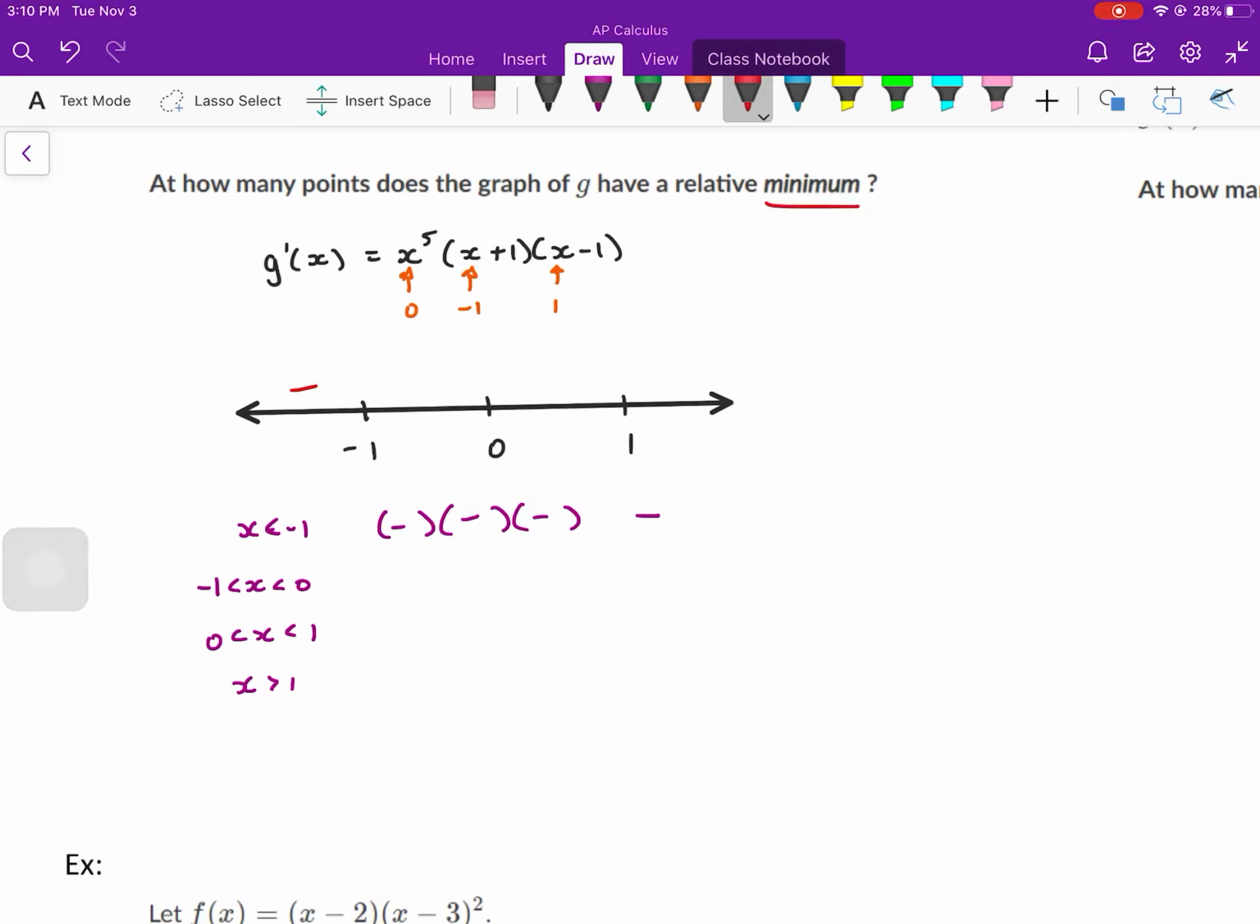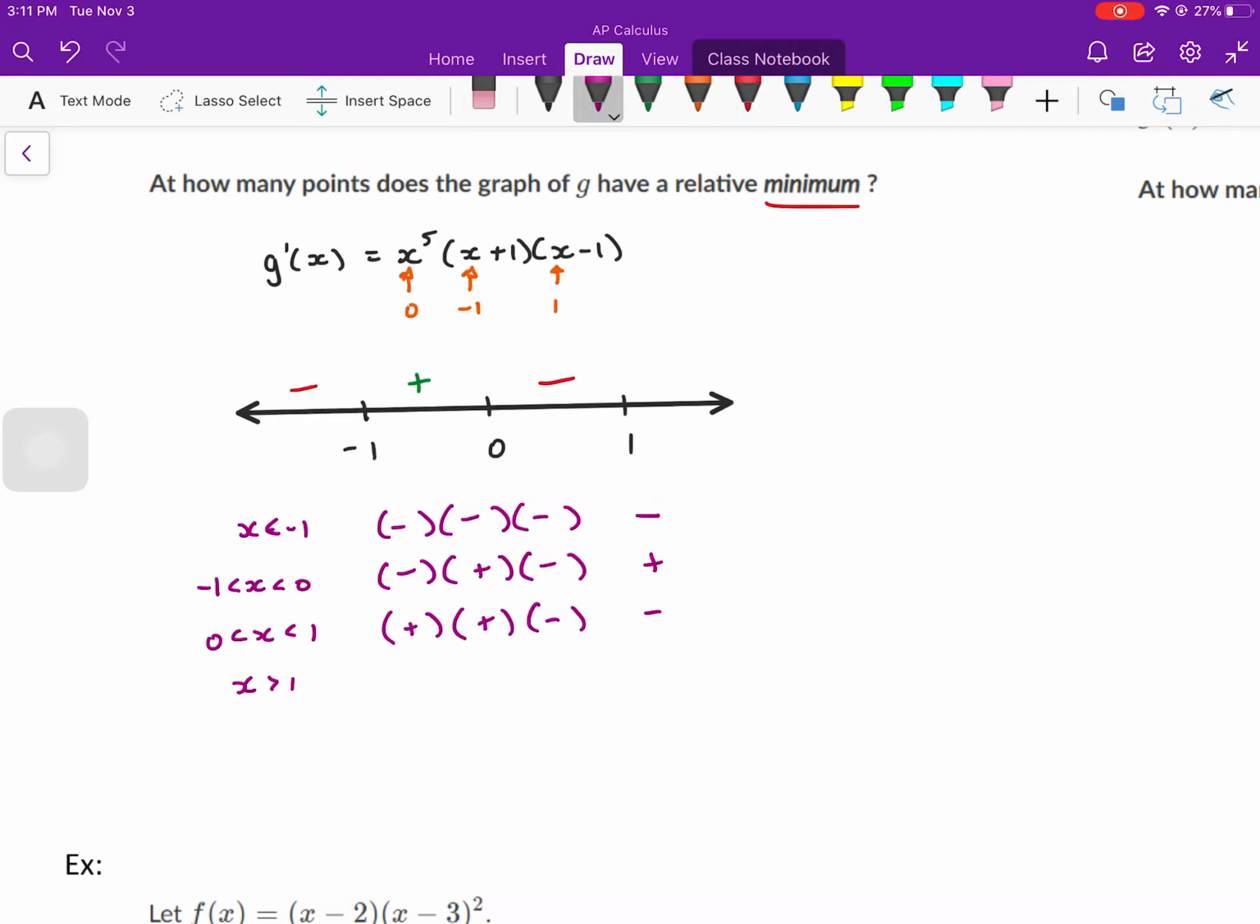And we're looking for that minimum, right? So from -1 to 0, I'm thinking of -0.5. -0.5 to the fifth is negative. Anything negative to the fifth is negative. -0.5 plus 1, though, is positive, and then negative. So this ends up being positive because negative times a positive times a negative is positive. Okay, between 0 and 1, like 0.5. 0.5 to the fifth is positive. 0.5 plus 1 is positive. 0.5 minus 1, though, is negative. So that ultimately will be negative.